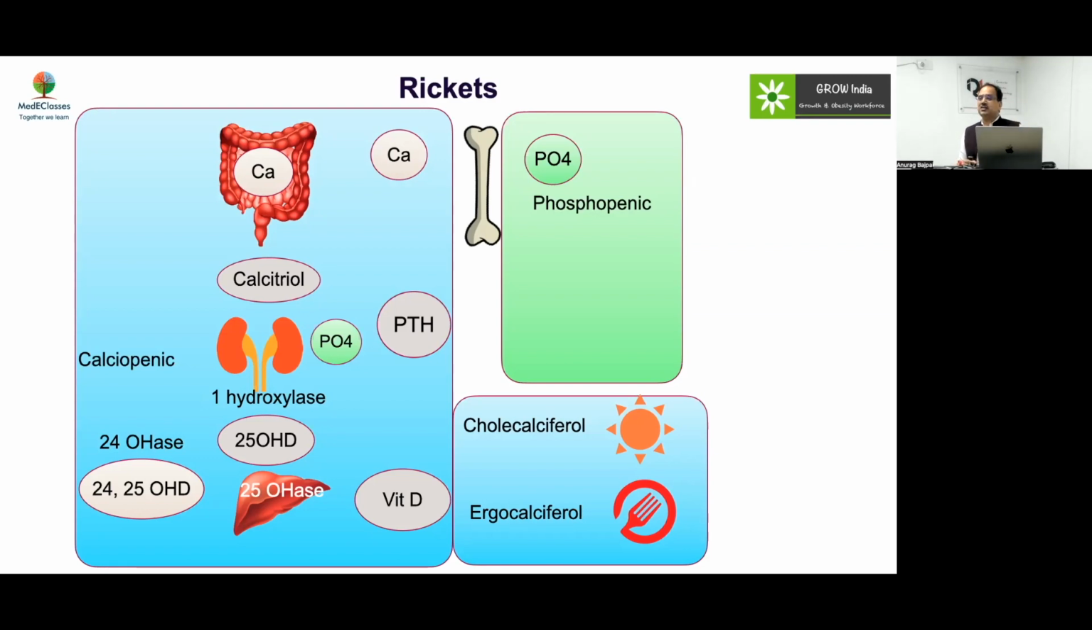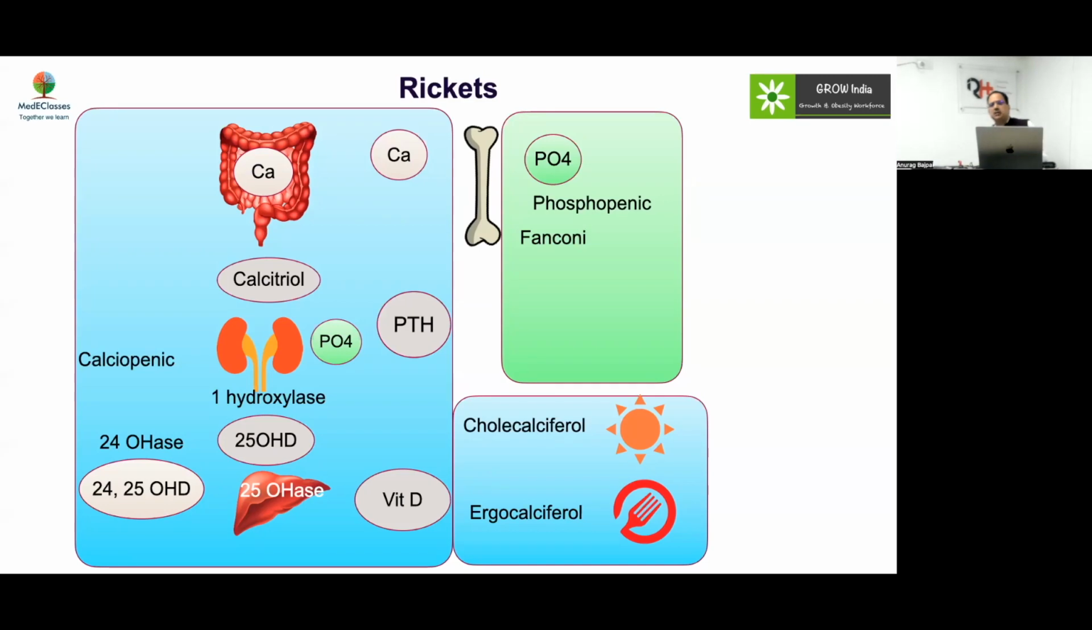If your phosphorus is high with rickets, there are only two conditions you are thinking of: renal failure or pseudohypoparathyroidism. So phosphorus deficiency is common, but if it is because of secondary hyperparathyroidism, then you will have the calciopenic rickets. While if it's because of a primary tubular pathology, your PTH will not be high, you will basically have a phosphopenic form of rickets.